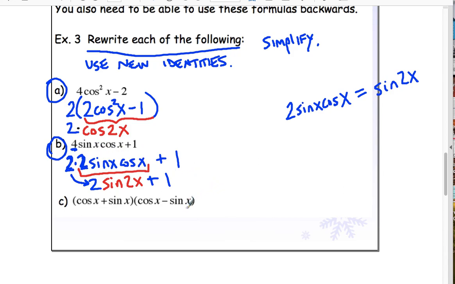Okay, so that is in a nutshell what I want to cover for 5.5 day 1. All right, so you should be able to work on the homework in the book.